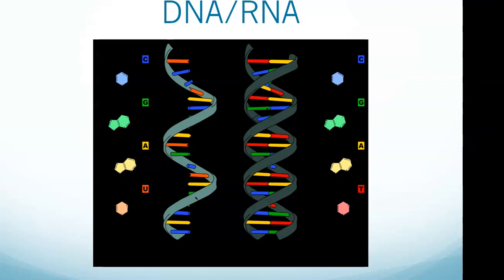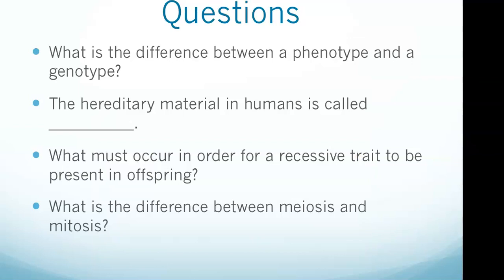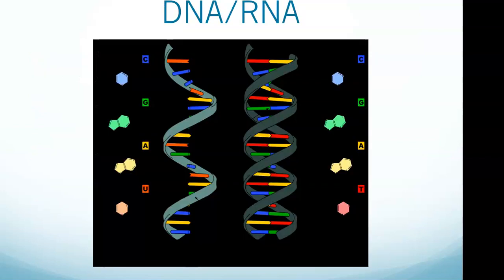All right. So DNA is the hereditary material in humans and almost all other organisms. So right away, we already have one of our questions knocked out, right? That second bullet point, the hereditary material in humans is called blank. There we go, DNA.